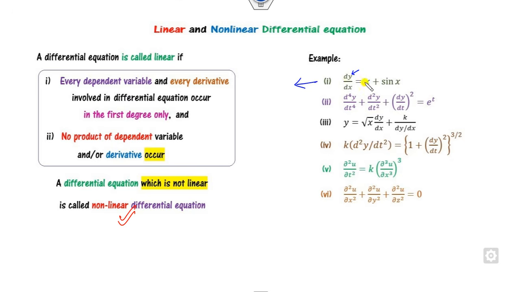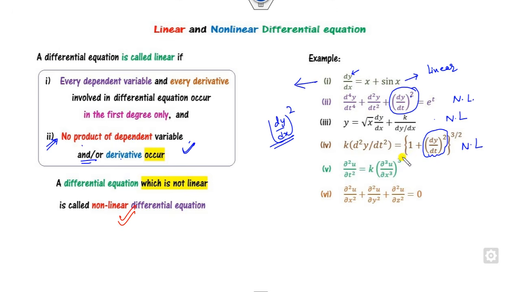Look at this example, clearly this is my dependent variable, the highest degree is 1, and also you can see there is no product form, so this one is linear. Similarly here you can see that this violates my second property, no product of the derivative and the dependent variable, so this is non-linear. Look at that, if you rationalize them, what will happen? It will give you dy by dx of whole square, that is a product of dependent variable and their derivatives. So again it is non-linear. Clearly it is non-linear because of this, again because of this 3 it's non-linear. What is that? This is a linear one.